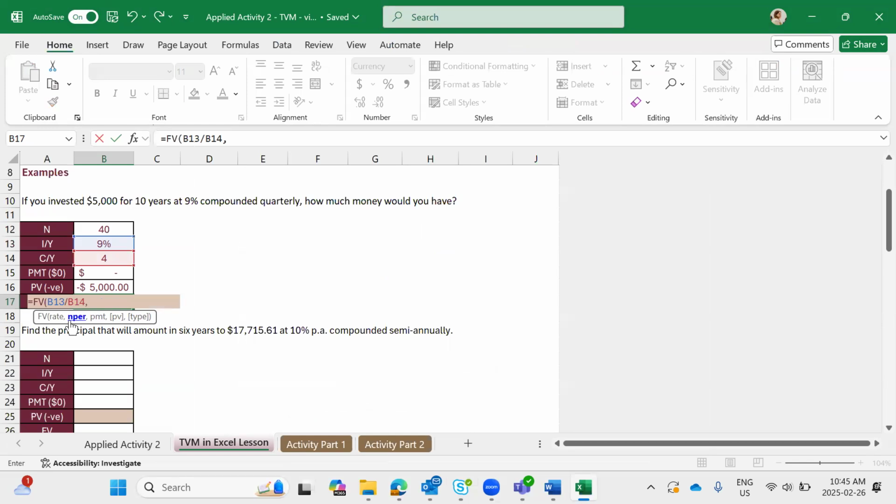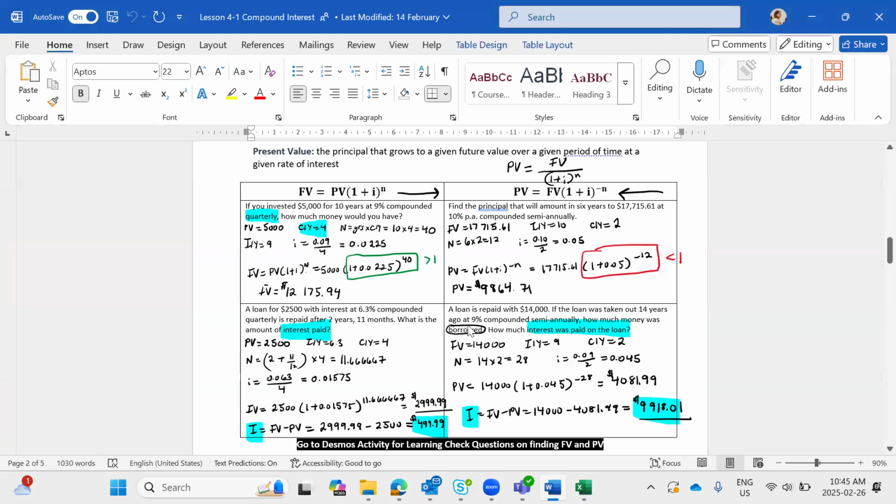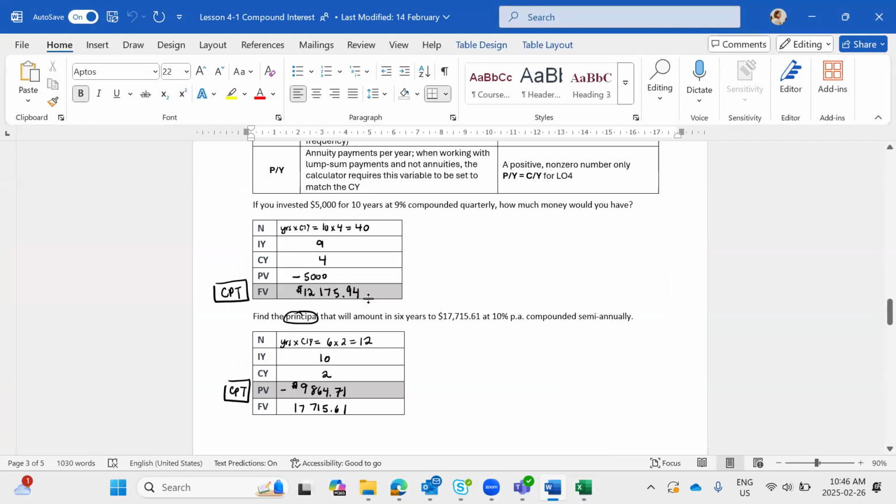Then the second thing is the number of periods. That's just your N. The third thing you have to put in is your payment. That will be 0 for all of the questions you do in this activity. And finally, the PV, which you just click on, but it does have to be negative to get you the right answer for FV. We don't have to put anything in for the type right now. That will be something we learn about in the future of the course. If you press enter, you should get 12,175.94. If we go back to the lesson where we did the same question on the financial calculator, it's the same number.